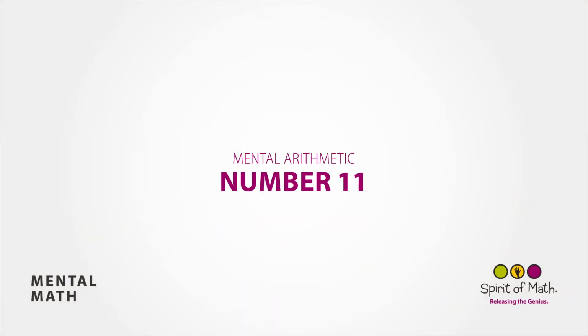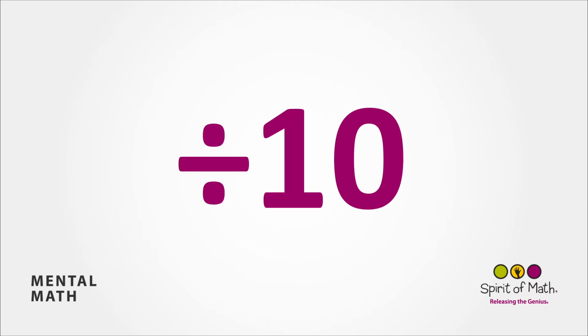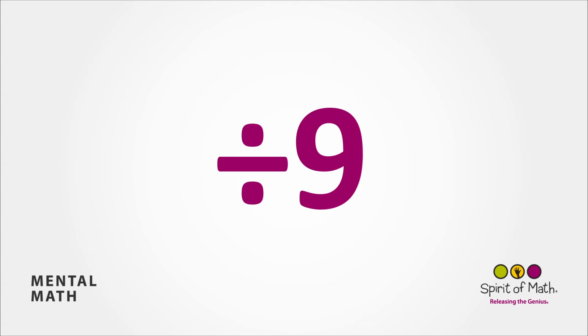Mental arithmetic number 11. 2 times 5 times 2 times 5. Divide it by 10 and multiply it by 100. Subtract 1 and divide it by 9.